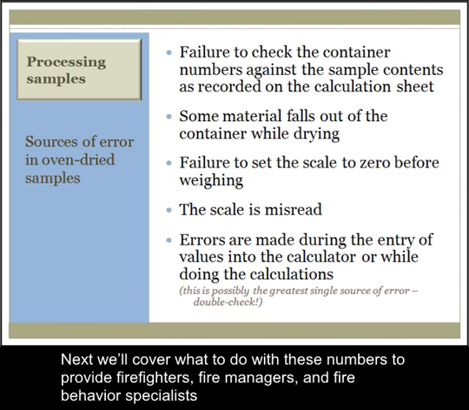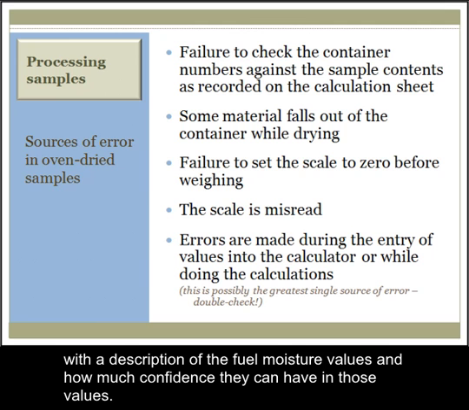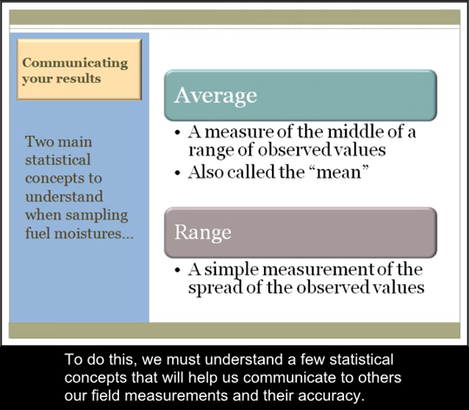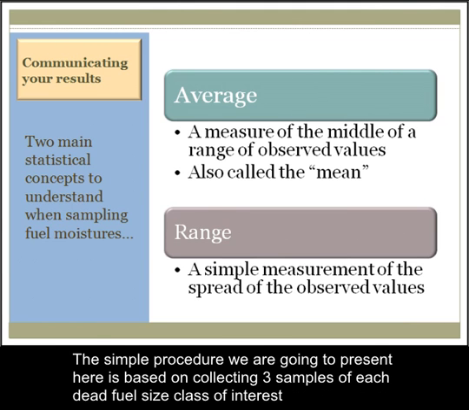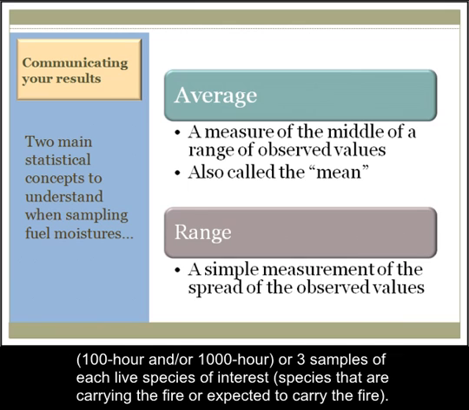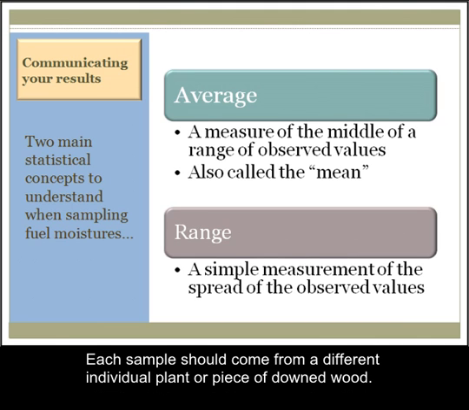Next, we'll cover what to do with these numbers to provide firefighters, fire managers, and fire behavior specialists with a description of the fuel moisture values and how much confidence they can have in those values. To do this, we must understand a few statistical concepts that will help us communicate to others our field measurements and their accuracy. The simple procedure we are going to present here is based on collecting 3 samples of each dead fuel size class of interest, 100 hour and or 1000 hour, or 3 samples of each live species of interest, species that are carrying the fire or expected to carry the fire. Each sample should come from a different individual plant or piece of downed wood.